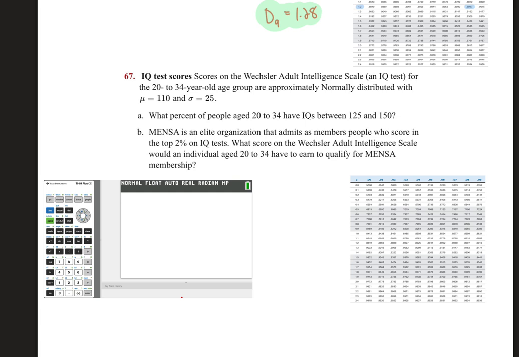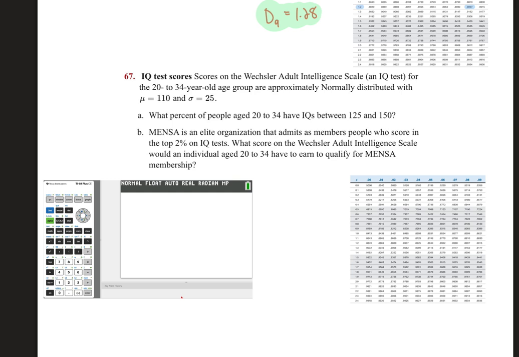Okay, next one, IQ test scores. Scores on the Wechsler Adult Intelligence Scale, an IQ test, for the 20 to 34-year-old age group are approximately normally distributed with a mean of 110 and a standard deviation of 25. Okay, what percent of people aged 20 to 34 have IQs between 125 and 150?